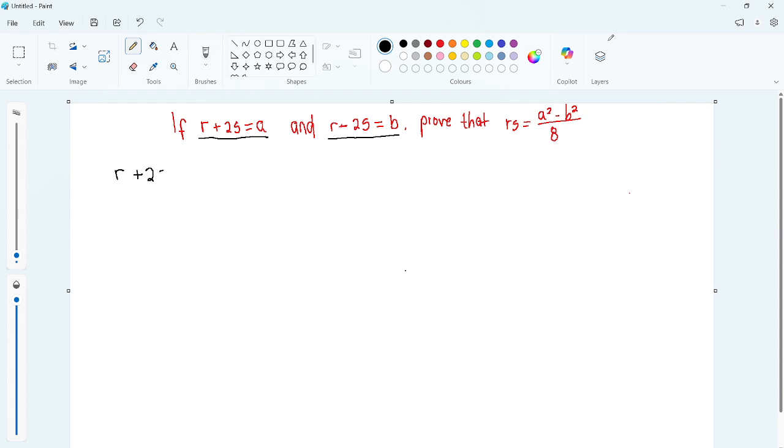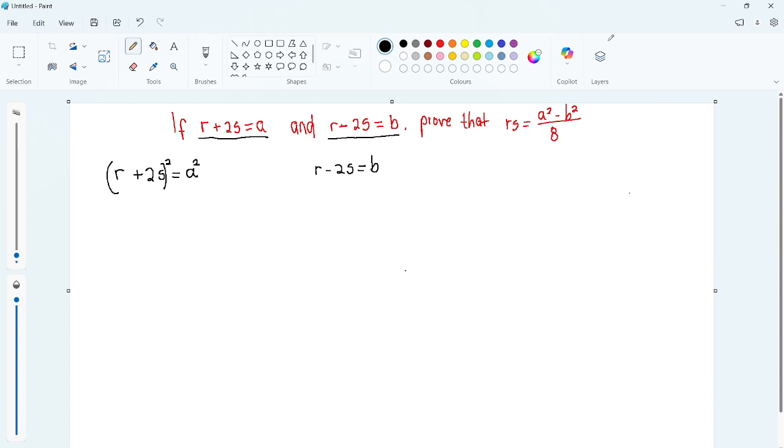r plus 2s is equal to a. Then I also have r minus 2s, which is equal to b. So I need rs, I don't have rs. I need a squared, I don't have a squared. I need b squared, I don't have b squared. I need 8, I don't have 8. But I can get a squared and b squared. I square the a so that I have a squared. But what I do on the right I must also do on the left. Then I square both sides.